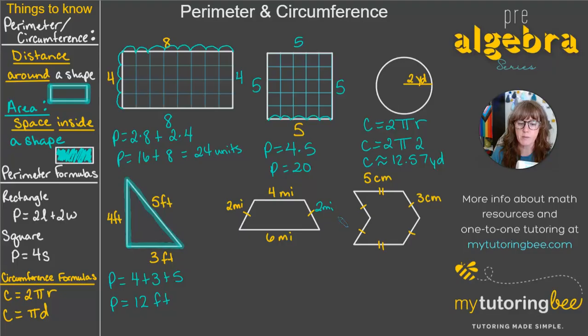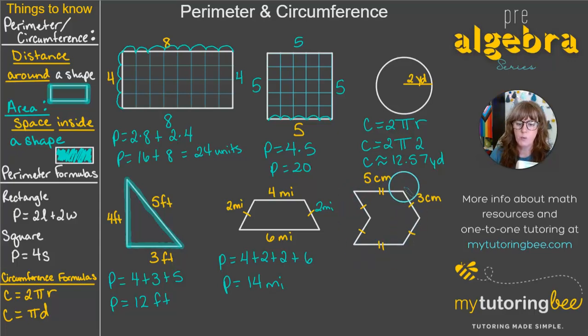So when we're looking for perimeter, if one or more of the side lengths is missing, we need to do something to find that missing side length. All right, so what we're going to do for this one is, again, just add up those 4 side lengths. So 4 plus 6 is 10, 2 plus 2 is 4, so 10 plus 4 is 14. So it looks like we are looking at 14 miles for the perimeter of this trapezoid.